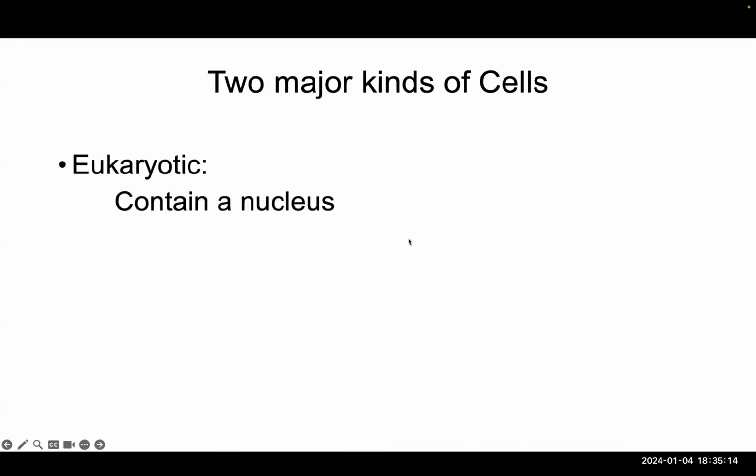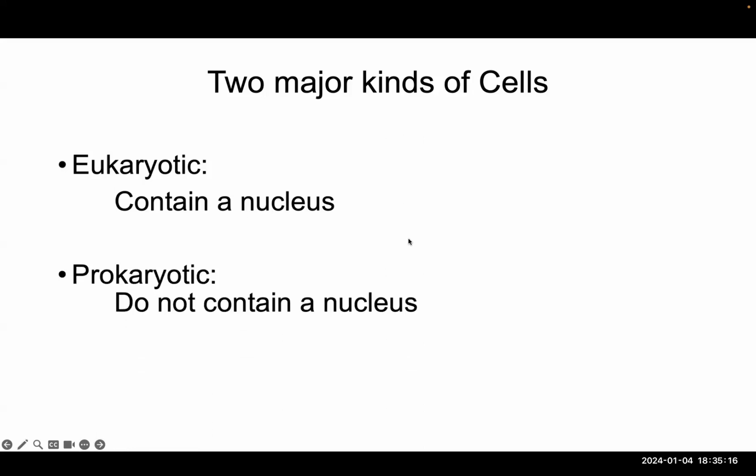Hello everyone, so in this video we're going to talk more about cells. There are two major kinds of cells in this class, referred to as eukaryotic cells and prokaryotic cells. Eukaryotic cells are like human cells, they contain a nucleus. Prokaryotic cells do not have a nucleus.